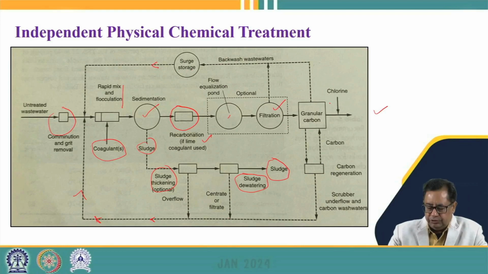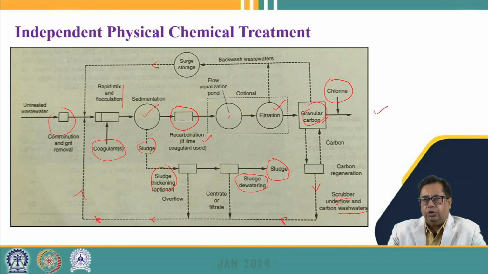After the filtration process, we may take the wastewater to the granular activated carbon chamber, where the organics are removed, and the wastewater that comes from here, that is the scrubber underflow as well as the carbon wash water, can again be taken back to the influent. And lastly, we add chlorine to it so that disinfection of the wastewater can happen, and then we can dispose of it successfully into any water bodies.